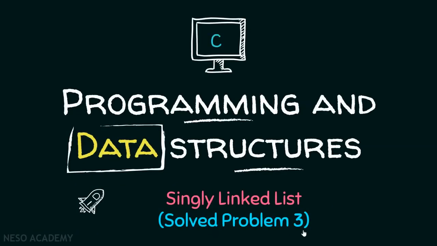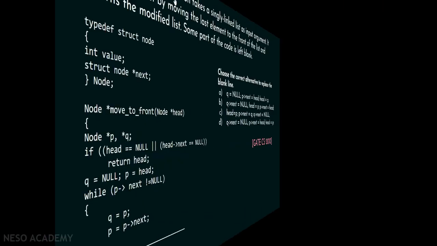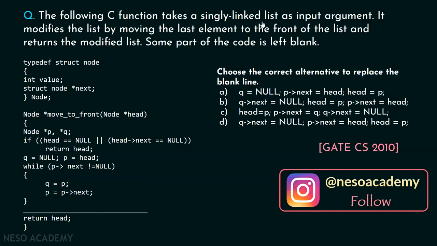Let's discuss solve problem 3 on singly linked list. The following C function takes a singly linked list as input argument. This is the C function available in front of us. Move to front. This function receives a pointer, that is a head pointer, which must point to some singly linked list, and that to the first node of that singly linked list.